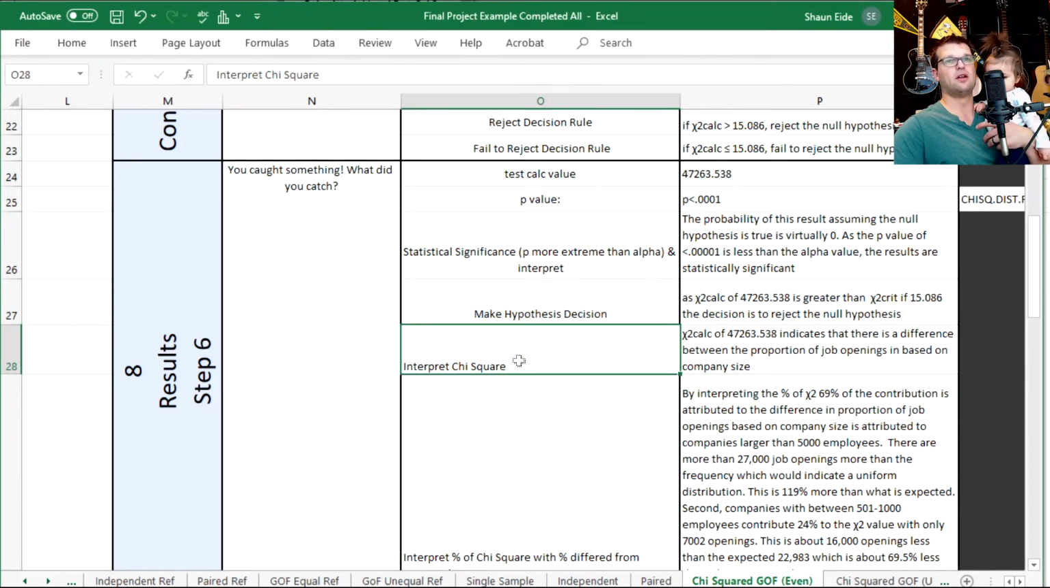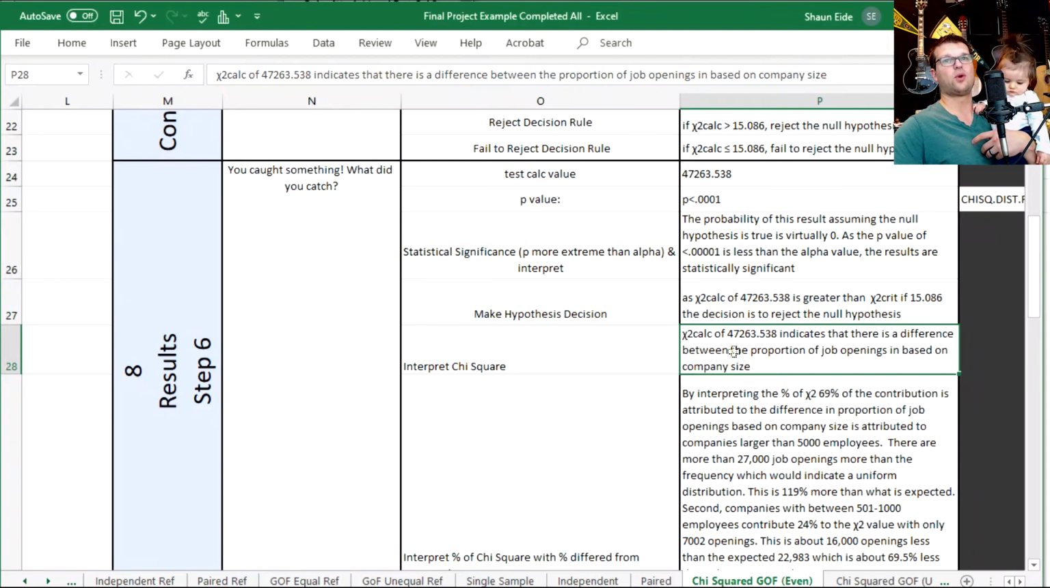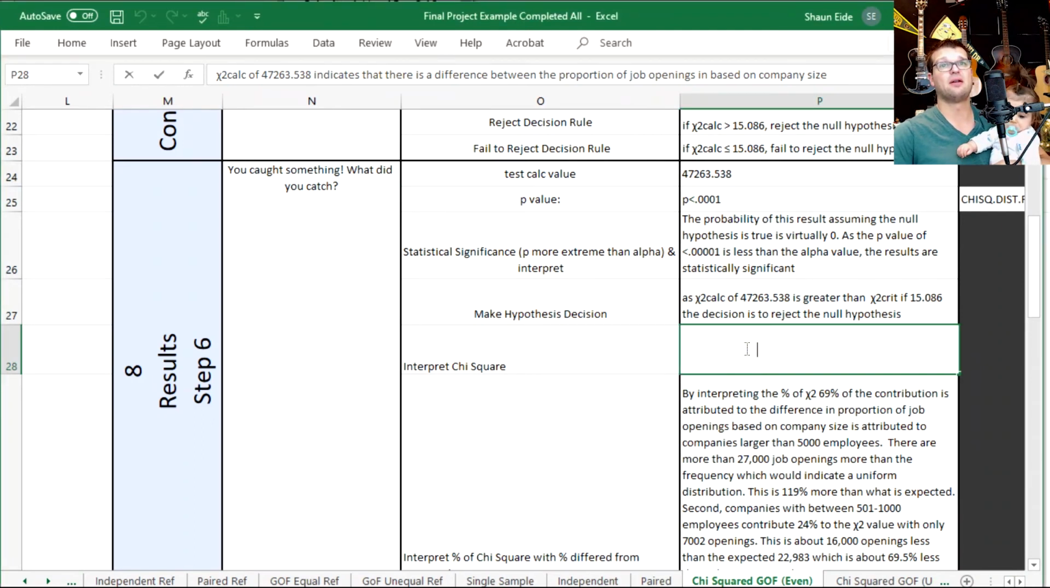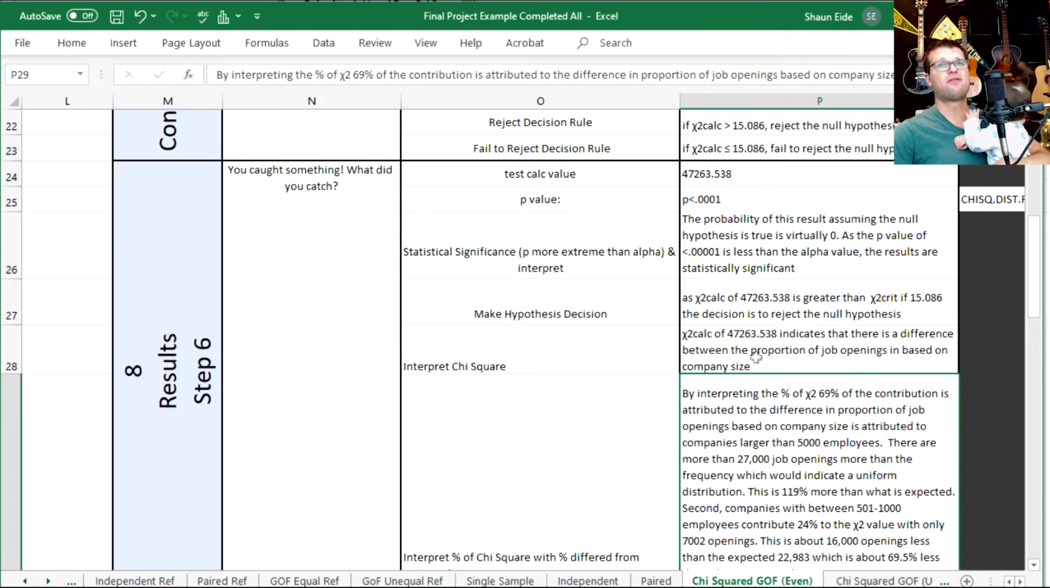Okay, and then interpret chi-squared. The chi-squared calc of 47,263 indicates that there is a difference. That's all that it does. It's telling you that there is a difference. So often people stop just at chi-squared. Like I said, most people stop right here, and they never do any of the other steps.